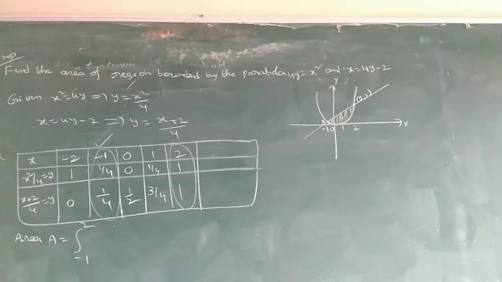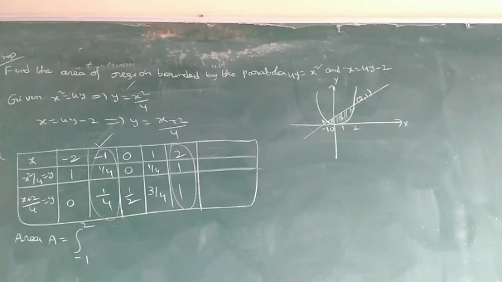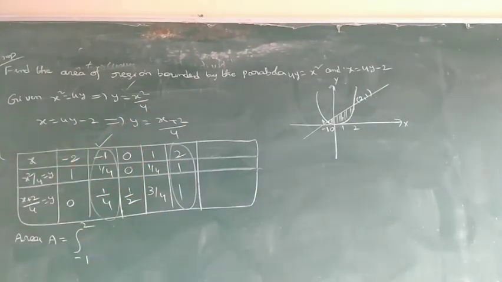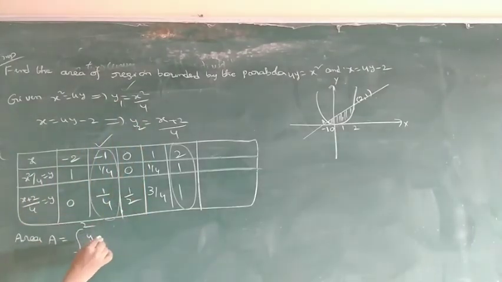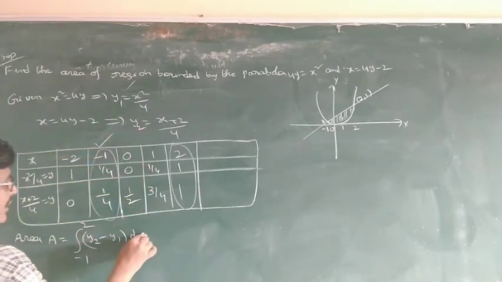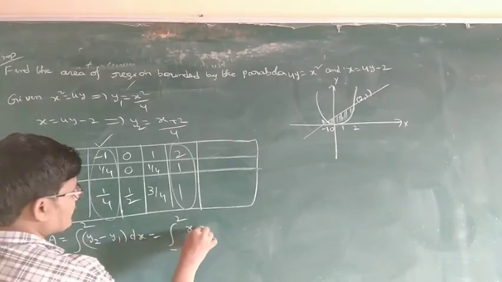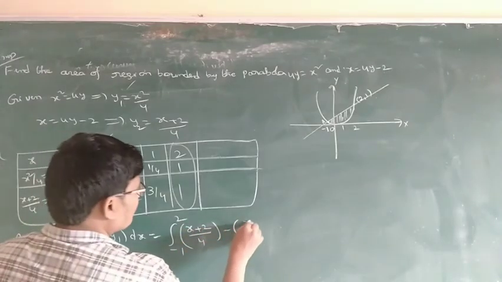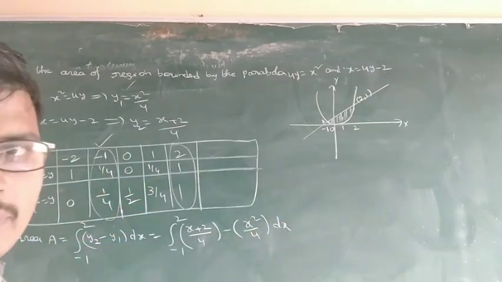Minus 1 to 2. What is the upper curve? This is the upper curve, the line x is equal to 4y minus 2. So this is y2, and the other is y1. So y2, the upper curve line, minus y1 dx. So integral from minus 1 to 2 of y2, x plus 2 by 4, minus y1, x square by 4, dx.